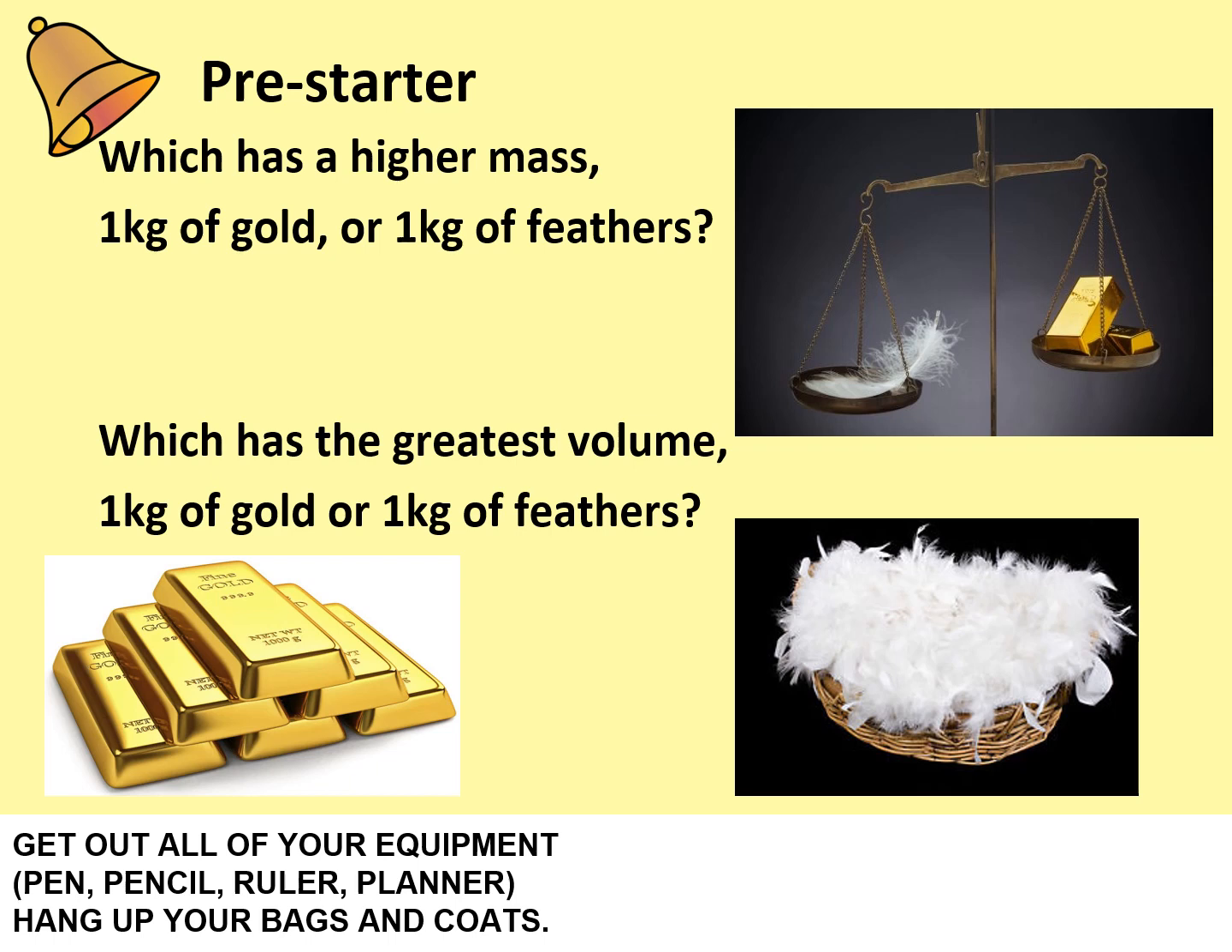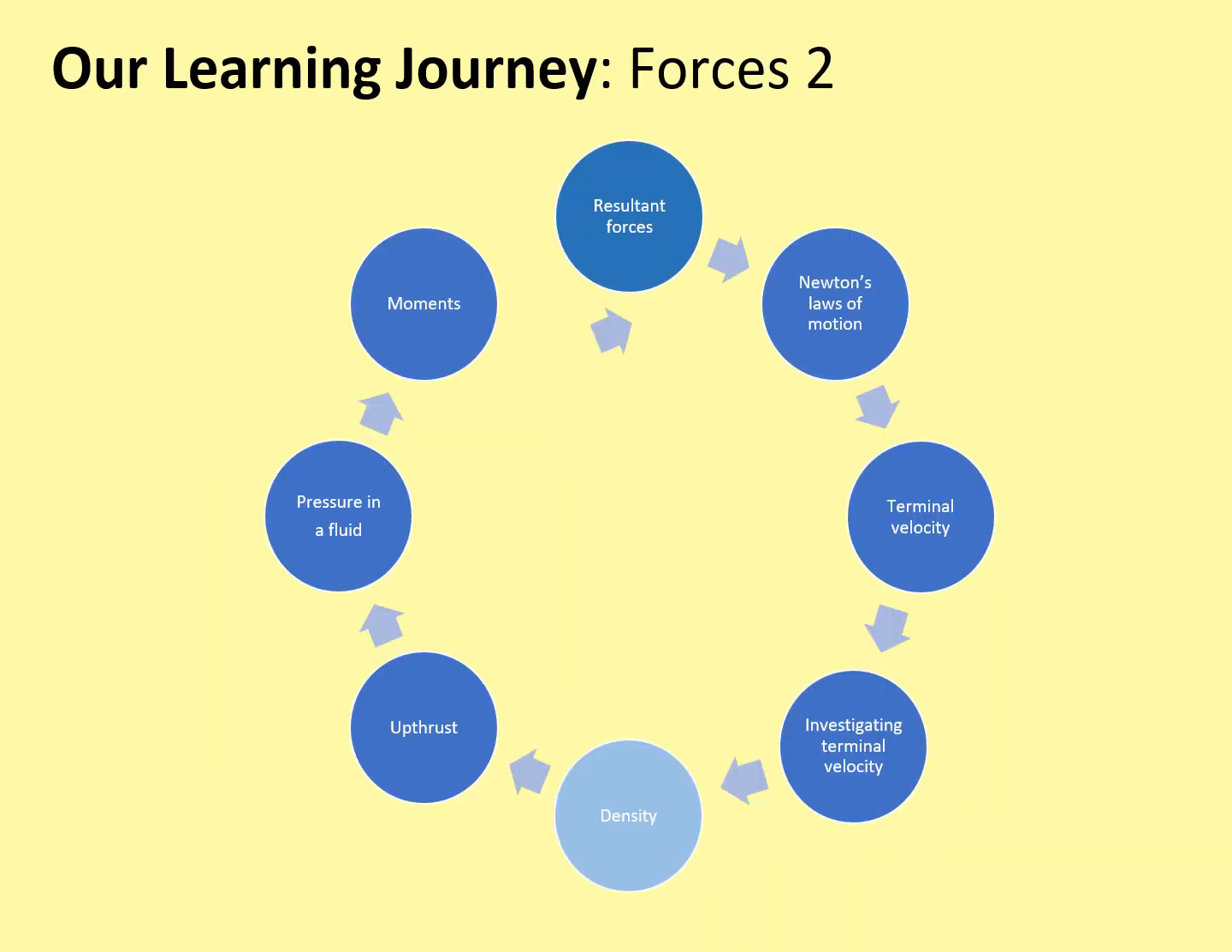So hopefully you have worked out that a kilogram of gold and a kilogram of feathers are the same mass, so therefore they both have the same mass. So neither of them weigh more, as we put it. And then which one has the greatest volume, a kilogram of gold or a kilogram of feathers? Well, you would need a whole lot of feathers to get to a kilogram, so they would have the greatest volume. So this is into this lesson today, which is about density.